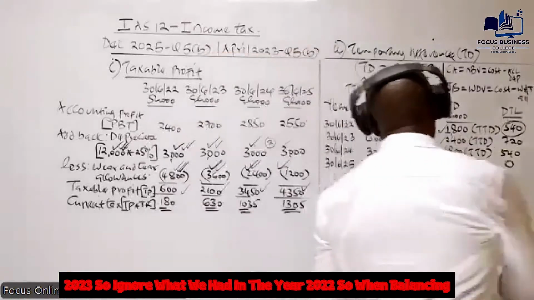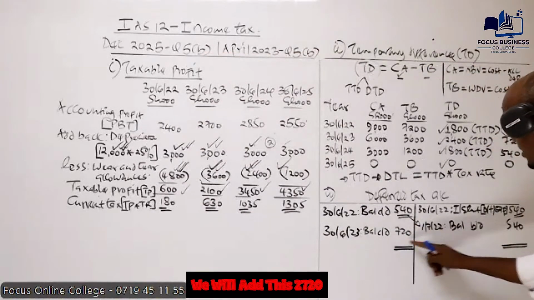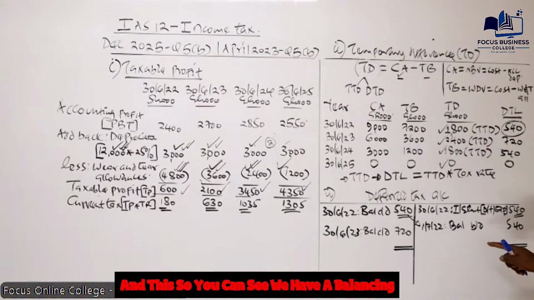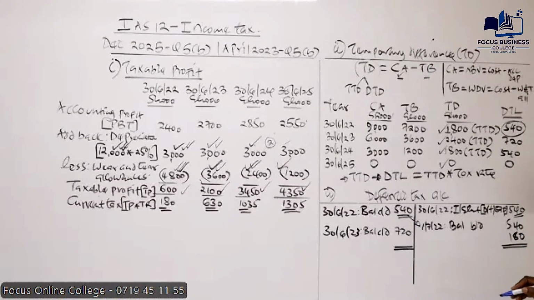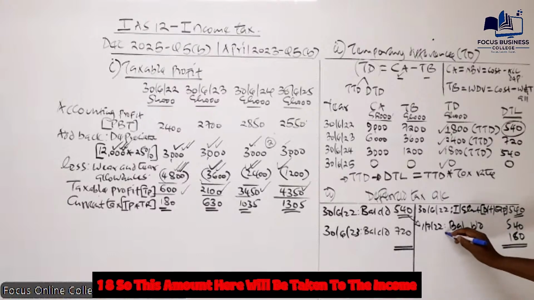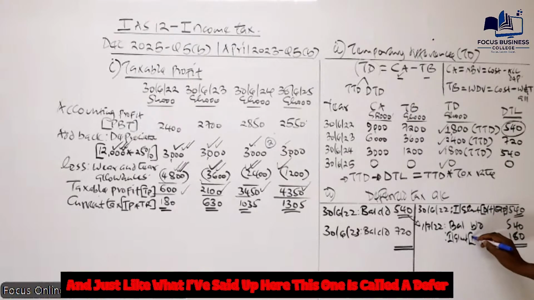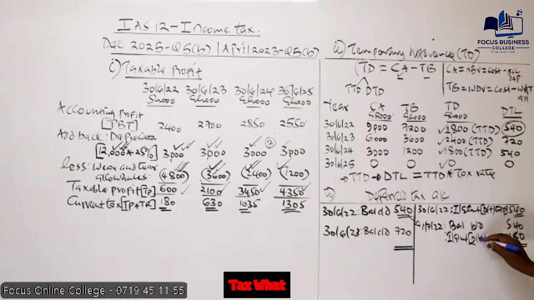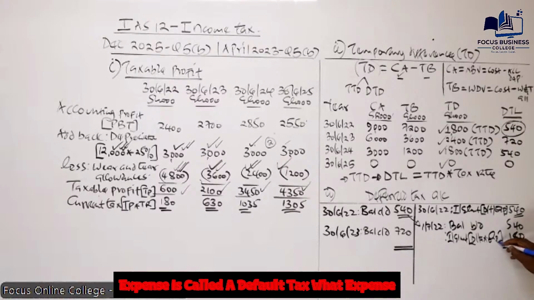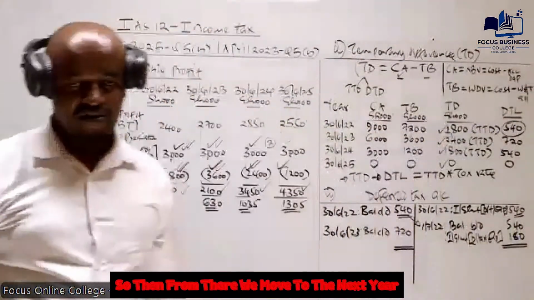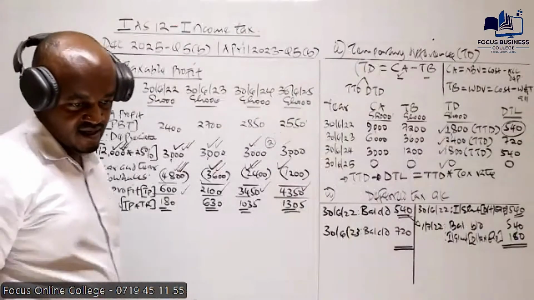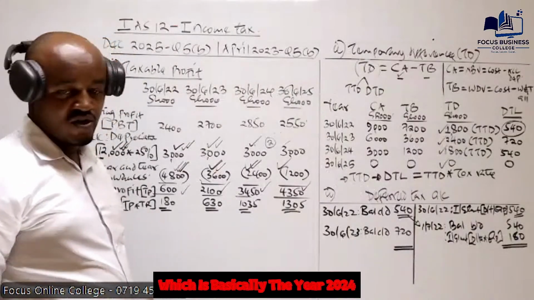So when balancing, we will add this, which is 720, and this. You can see we have a balancing figure difference on this side of 180. So this amount here will be taken to the income statement. And just like what I've said up here, this one is called a deferred tax expense. Is called a deferred tax what? Expense. Then from there, we move to the next year, which is the year 2024.